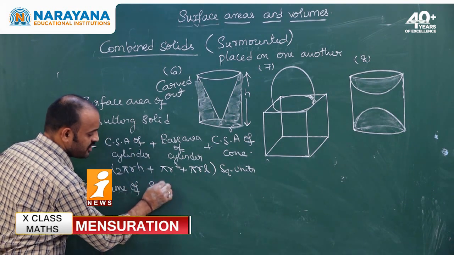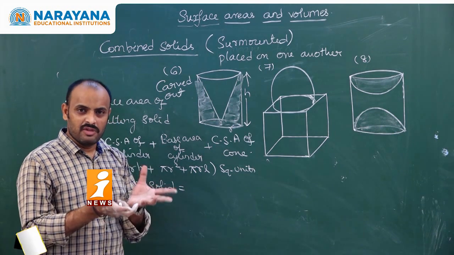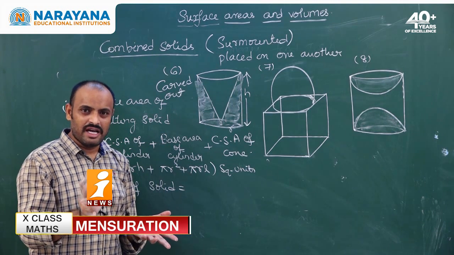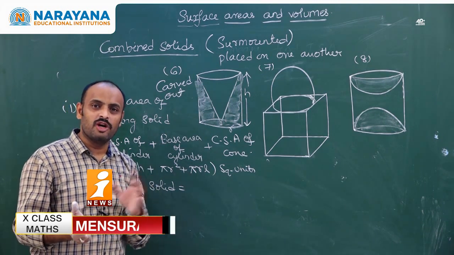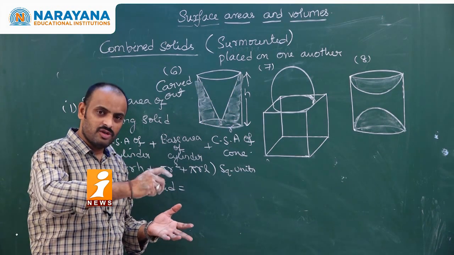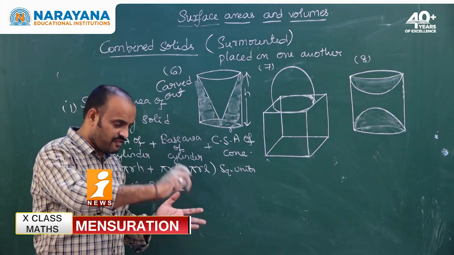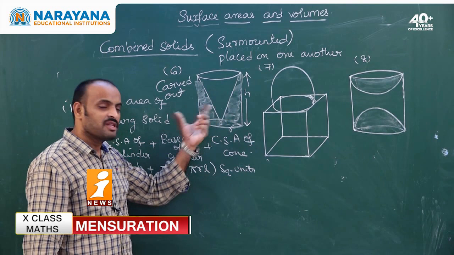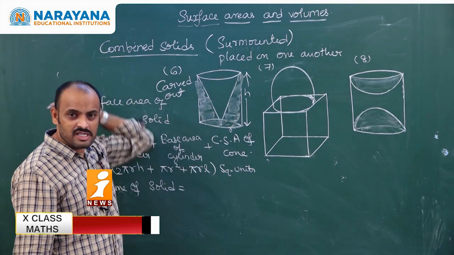Volume of resulting solid. See, from 1 kg of ice cream, if I remove 1 spoon, some of the ice cream is removed or not? So its weight is reduced. So weight and volume are proportional to each other. From 1 kg, 1 liter of ice cream, if I remove something, volume is reduced. Here, the same way, from the cylinder 1 cone is removed.